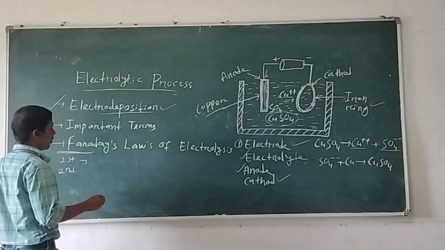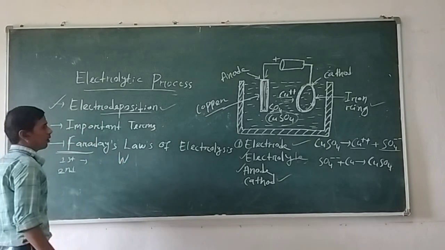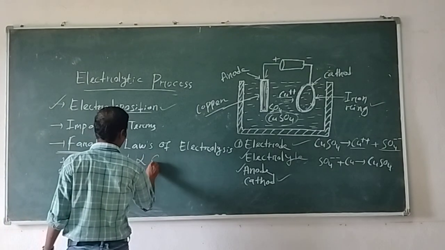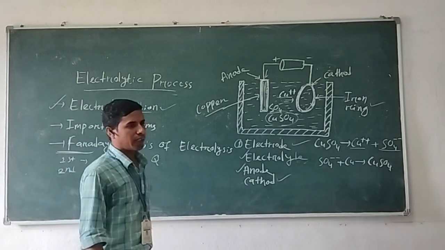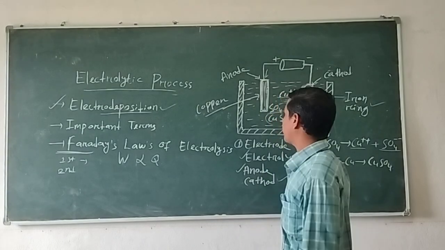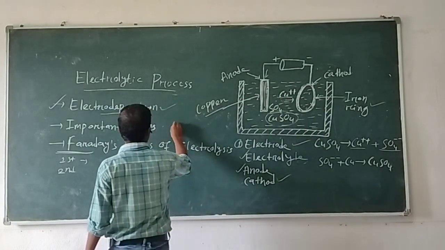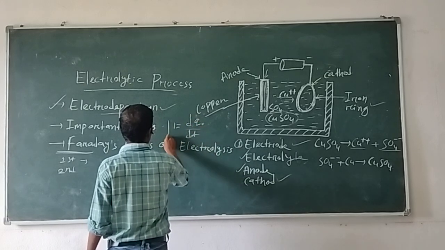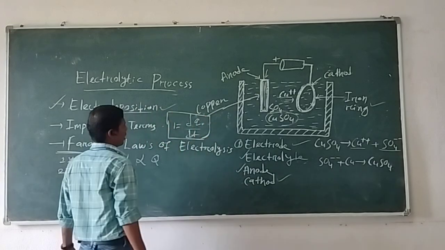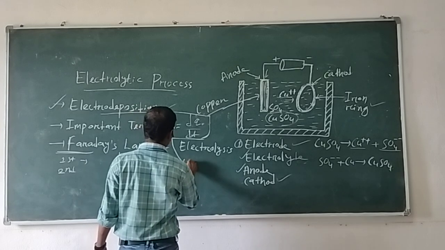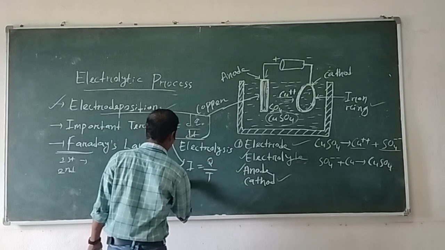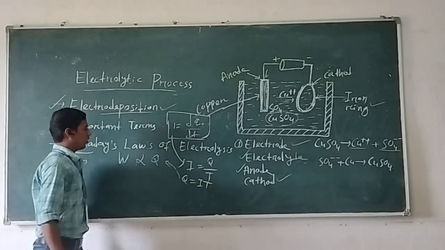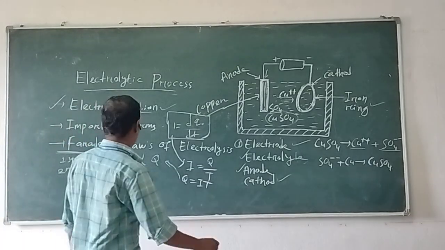Let us take the amount of substance as W. W is proportional to Q, where Q is the amount of charge. As we know, current means the rate of flow of charge, that is dQ upon dt. From this we can write I equal to Q upon T, so Q equal to IT. So W is proportional to Q, or W is proportional to I into T.